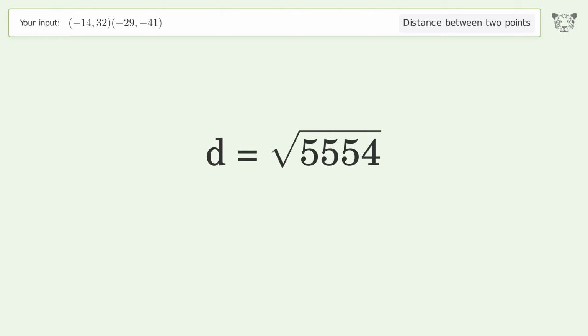And so the distance between the 2 points is the square root of 5,554, or 74.525.